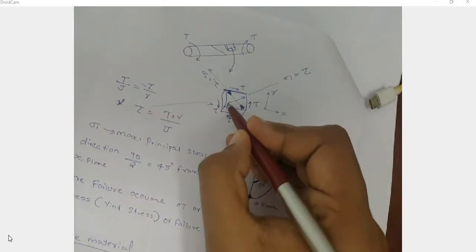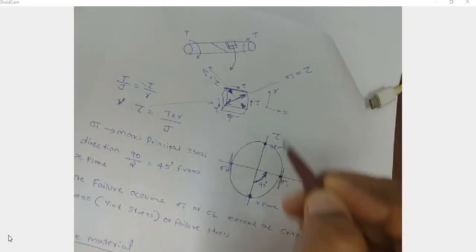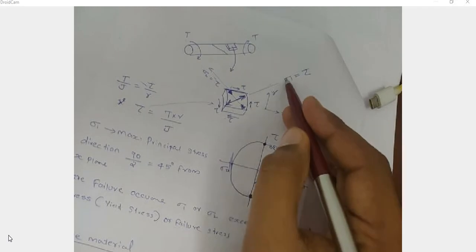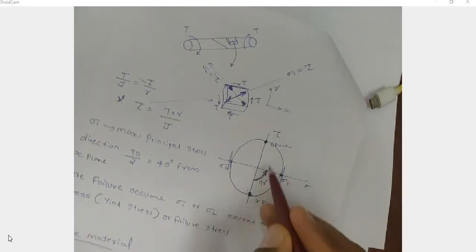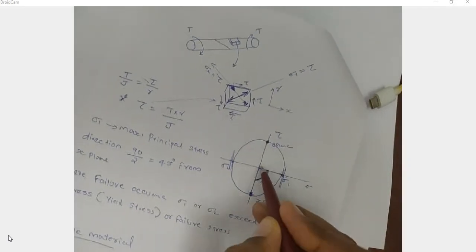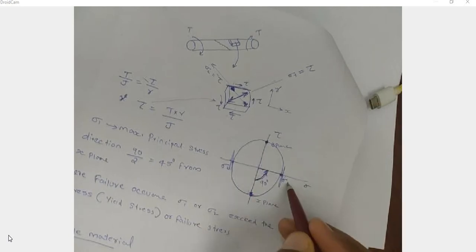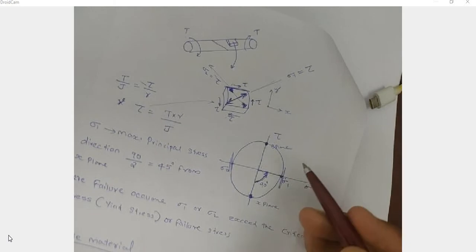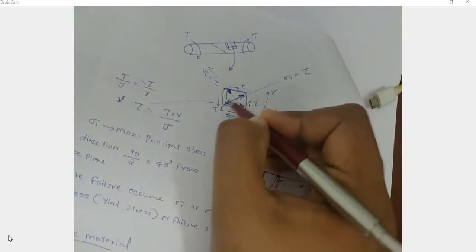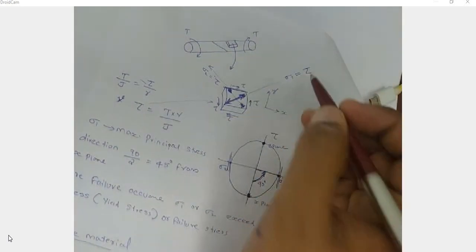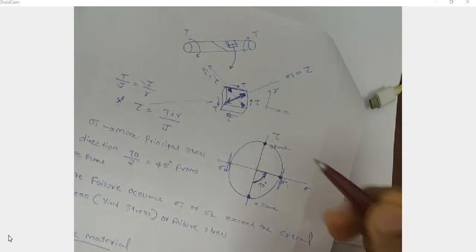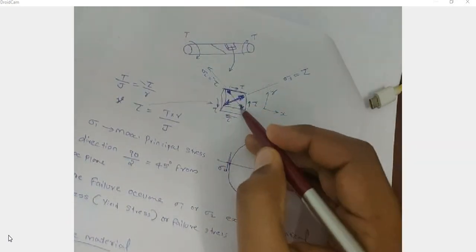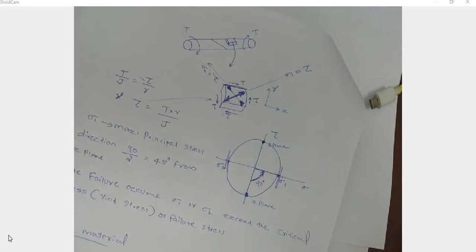So this is the diagonal where this maximum normal stress sigma 1 is acting, and we know from this direction, this radius and this radius are the same, or sigma 1 is equal to tau, the shear stress. So in this direction we have sigma 1 is equal to tau, and again in this direction we have sigma 2 is equal to minus tau.